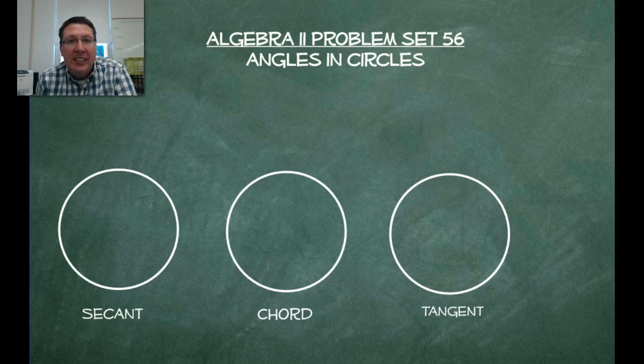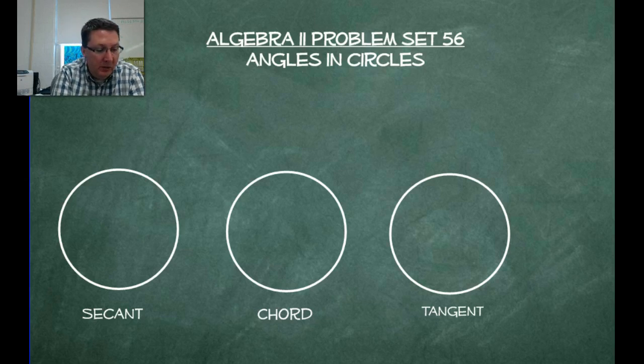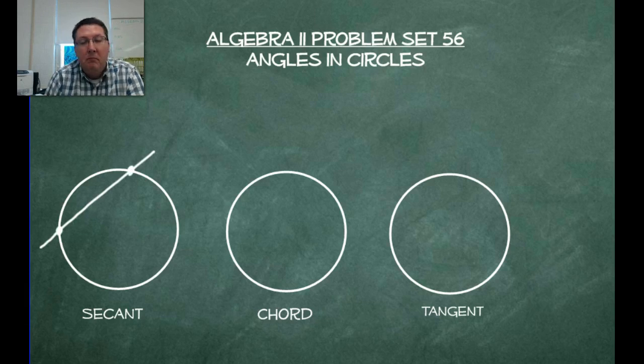The first is called a secant. A secant is a line or a segment that passes through the circle. And it intersects the circle in 2 points. Okay, so it passes through the circle, something like this. And it's going to intersect in 2 points. Okay? Now, it goes on and it extends out past the circle.